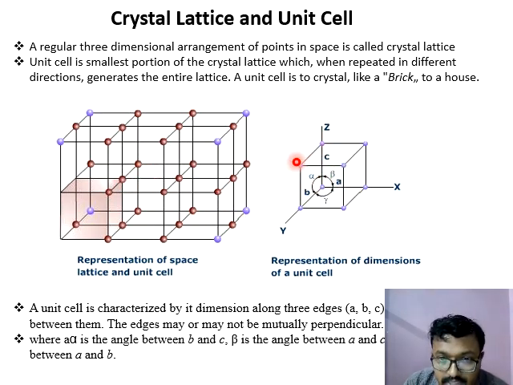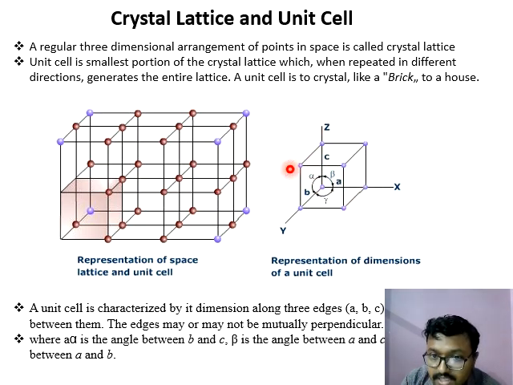Now, each unit cell can be divided into three coordinates: x coordinate, y coordinate, and z coordinate. The unit length along the x coordinate is indicated by A. The unit length along the y coordinate is indicated by B, and the unit length along the z coordinate is indicated by C. So what is ABC? ABC are the unit lengths of the crystal along the x coordinate.